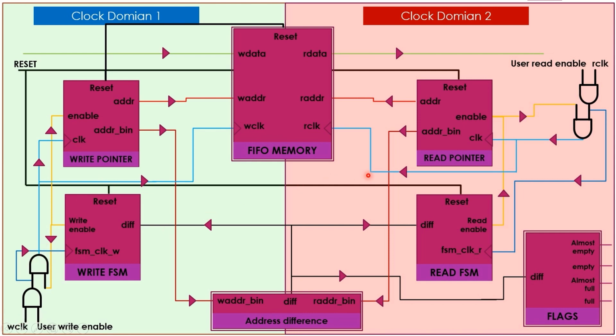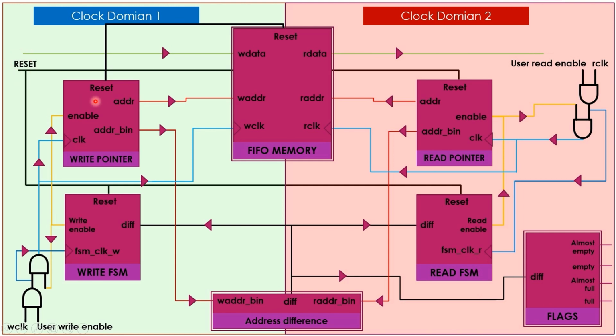Similarly, the blocks belonging to clock domain 2 are read pointer and read FSM along with the two gates. Those two AND gates are required to generate the clock signals which go to different blocks. Now the blocks FIFO memory, address difference and the flags block do not belong to any one clock domain since they handle the signals coming and going from both the clock domains. The whole system starts working when the reset signal first goes low and then goes high.